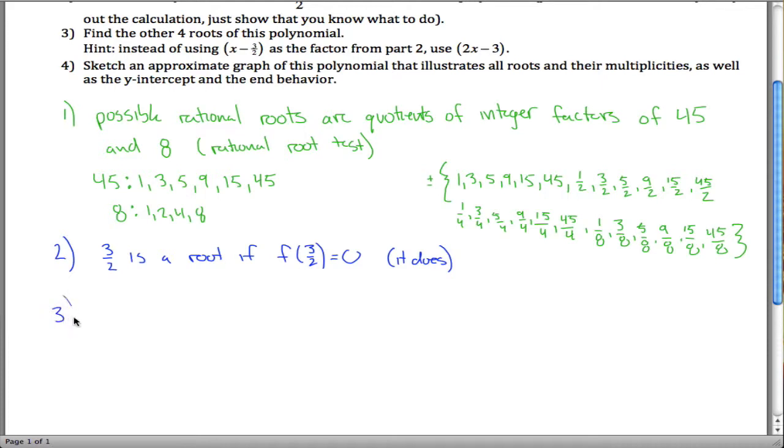Next one says find the other 4 roots. I got one of them, find the rest. And it gives you a little hint. It says because 3 halves is a root, we know x minus 3 halves is a factor. However, we could also say 2x minus 3 is a factor. This is the same as this if we just multiply everything by 2. It'll be a little bit easier to use this guy over here.